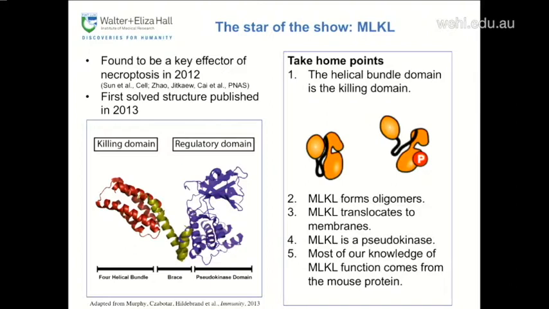So the key things I want you to remember about MLKL for the rest of the talk: the helical bundle domain is the killing domain. We think, again, like I said before, this is a switch mechanism, whereby inactive MLKL before phosphorylation is constrained, and after phosphorylation, the helical bundle is released to be able to cause cell death. Also, MLKL forms oligomers, and quite a number of groups have shown this as well, and it translocates to the membranes. So these are established facts.